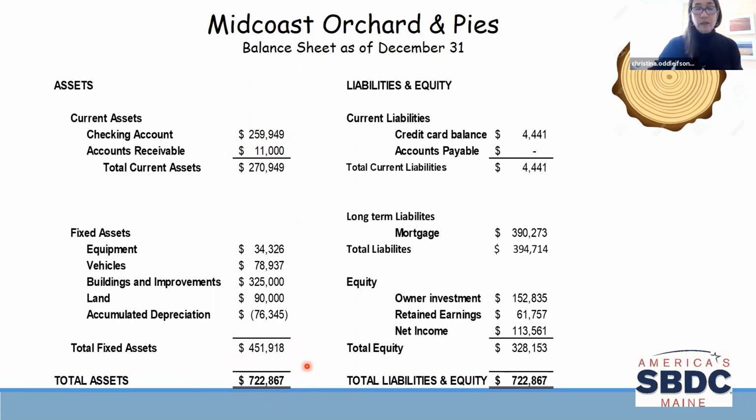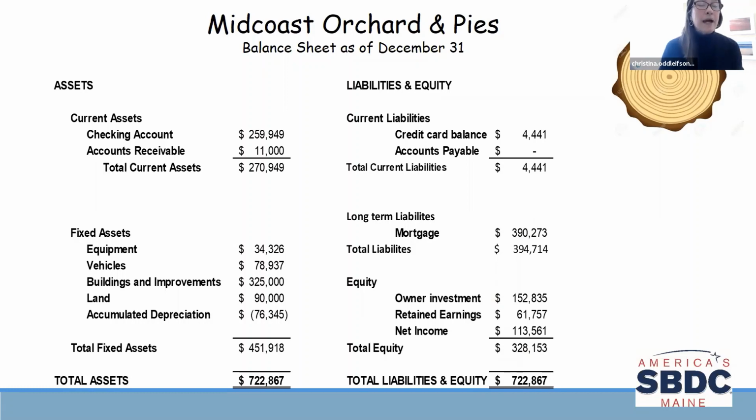722,867. On the other side is liabilities and equity, and liabilities, I've got my credit card balance because I haven't paid that off yet. I don't have any accounts payable right now, and I've got a mortgage. So this also equals 722,867.